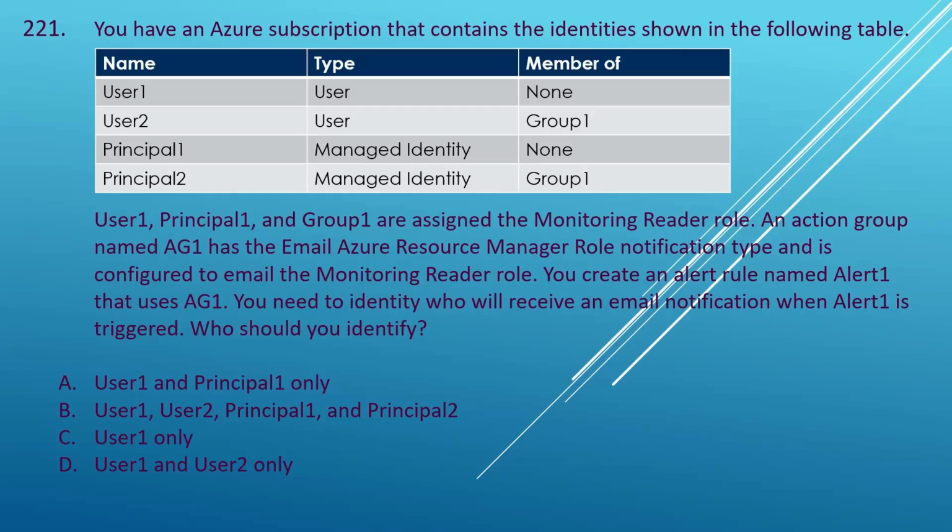An action group named AZ-1 has the email Azure Resource Manager role notification type and is configured to email the monitoring reader role. You create an alert rule named alert1 that uses AZ-1. AZ-1 is the action group. You need to identify who will receive an email notification when alert1 is triggered. Who should you identify? Your options are: user 1 and principal 1 only; user 1, user 2, principal 1 and principal 2; user 1 only; user 1 and user 2 only. And friends, the correct answer here is option D, user 1 and user 2 only.